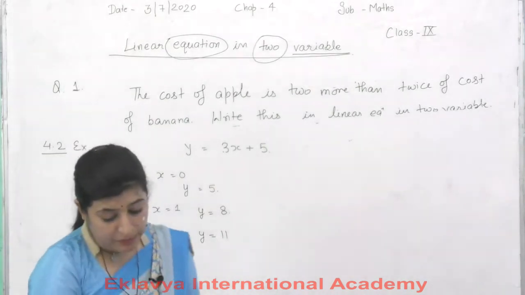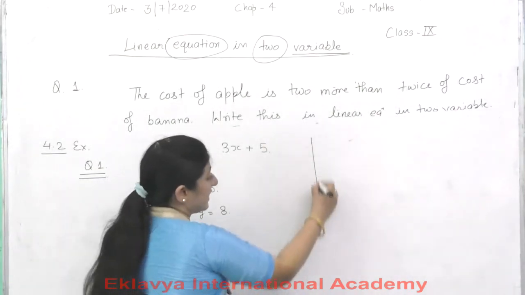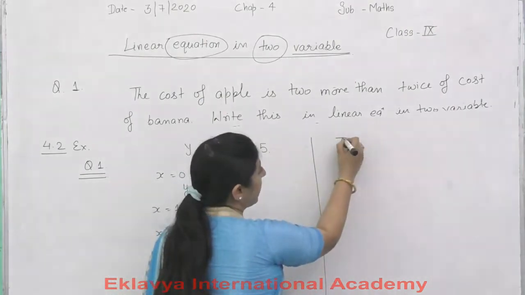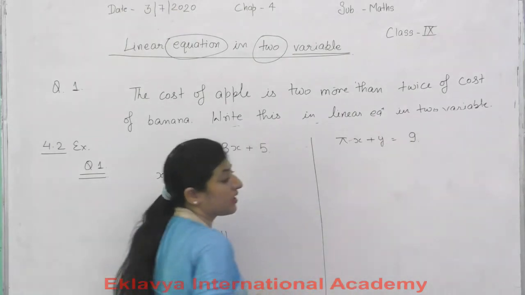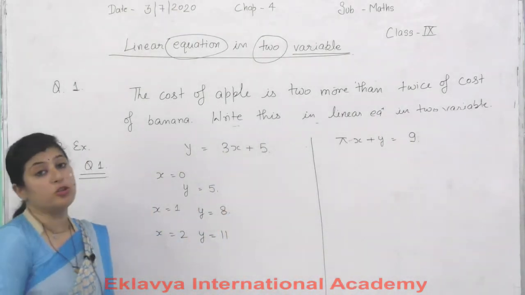Now see the next type of question. It is given to you pi x plus y is equal to 9. Find 4 solutions for it.